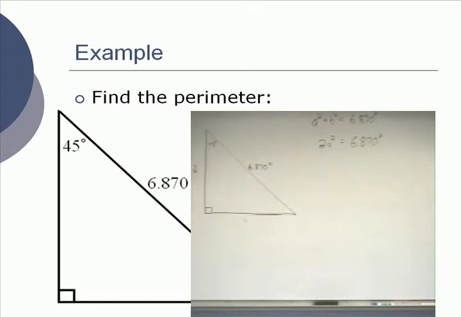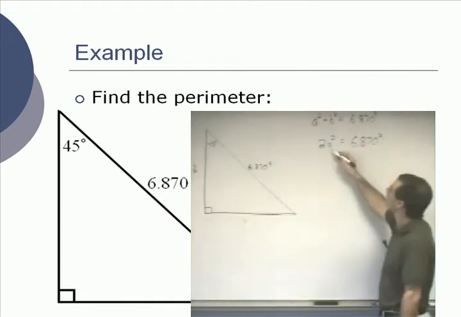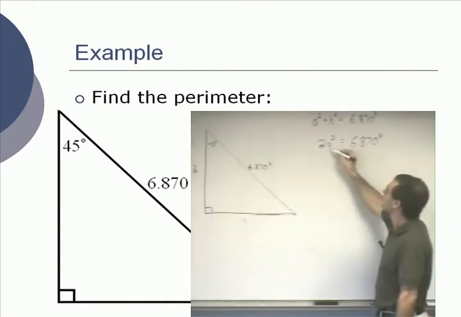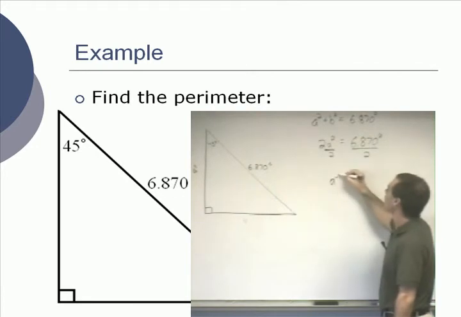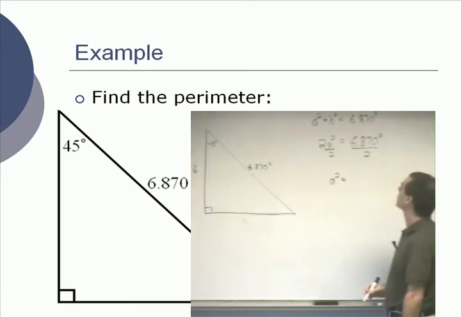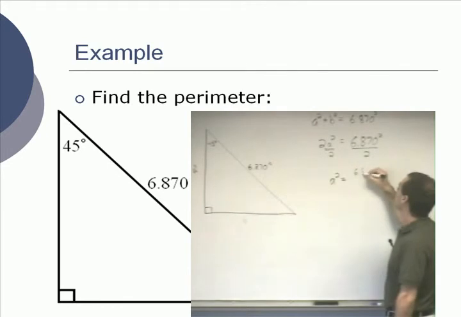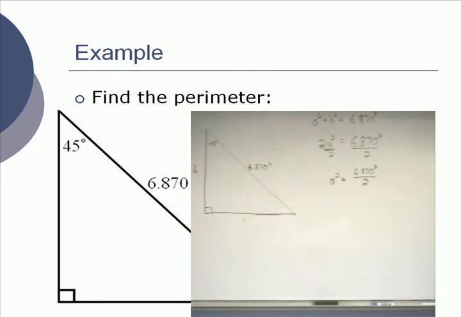So 2a squared has to be 6.870 squared. Now we want to solve that for a. So what would we need to do? We'd need to divide both sides by 2, and we would get a squared equals 6.870 squared divided by 2.